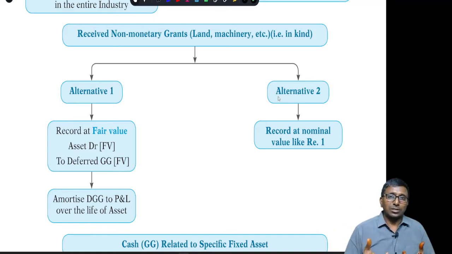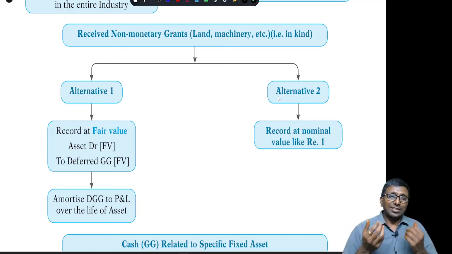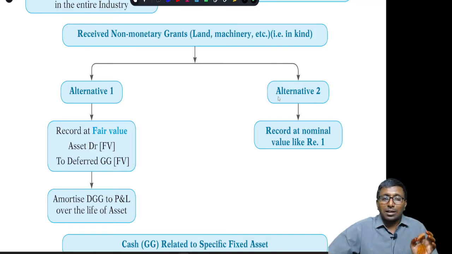That makes more sense. Suppose you received land, for land life is unlimited, correct? But when you have got the land, the government must have kept a condition at least to construct a building. Then at least over the life of the building, say 30-40 years, you should be transferring it to P&L, but don't transfer it immediately to profit and loss.